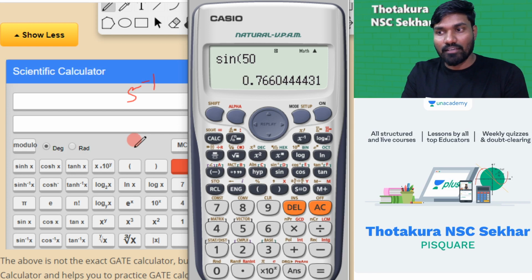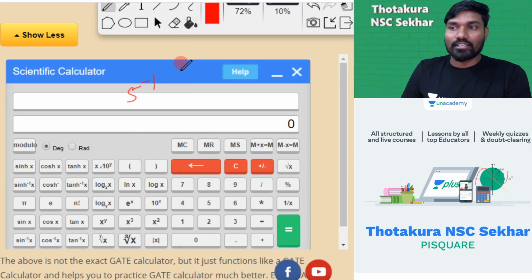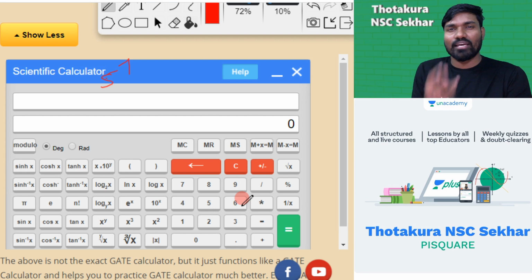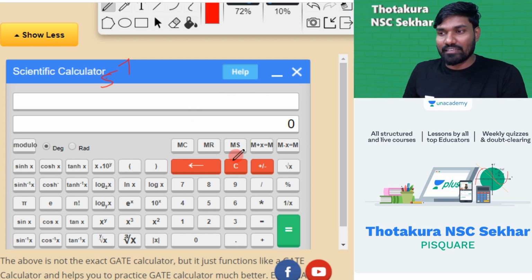Clear with this point? Now look at our GATE calculator, what we have. I want to perform 5 inverse. Look at the inverse in this entire one. Where is the inverse? Look at this. 1 by X is there. If you want to use this button, here we have X. From our regular calculator, we know X first. So first enter the value of X, that is 5.